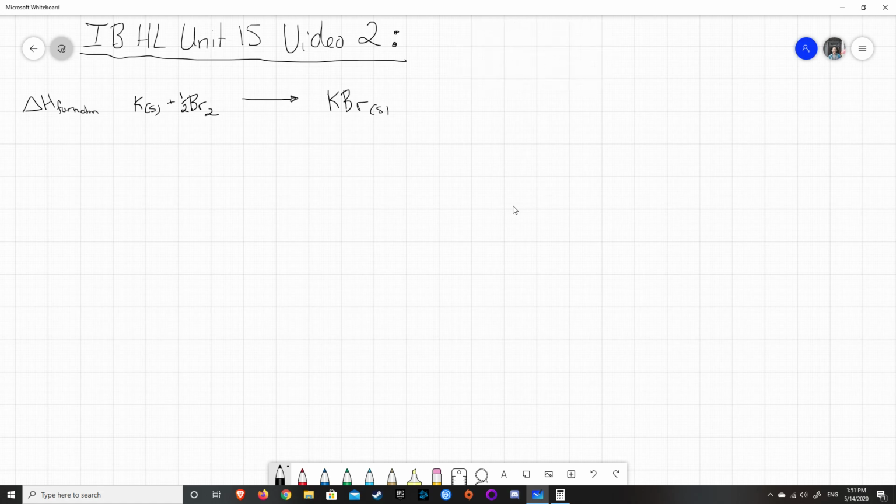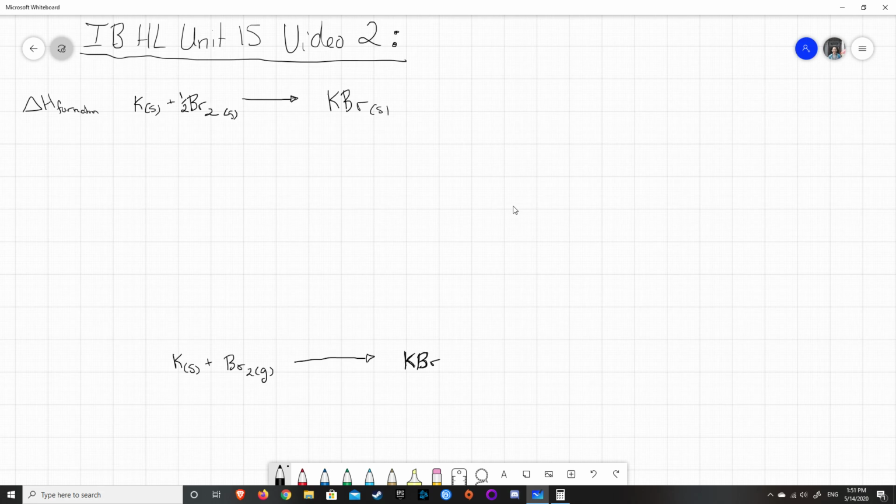Okay, so that's the equation that we're going to be looking for. So you write that equation right at the bottom: K, potassium solid, plus bromine gas, so I should have that gas right there, reacts to form KBr.